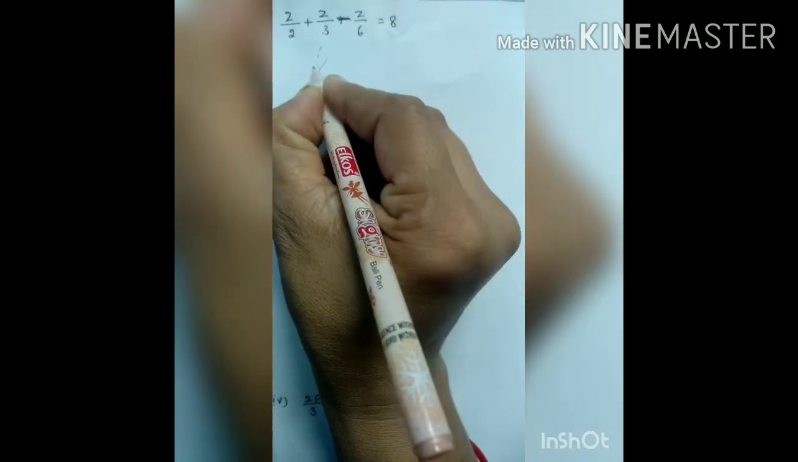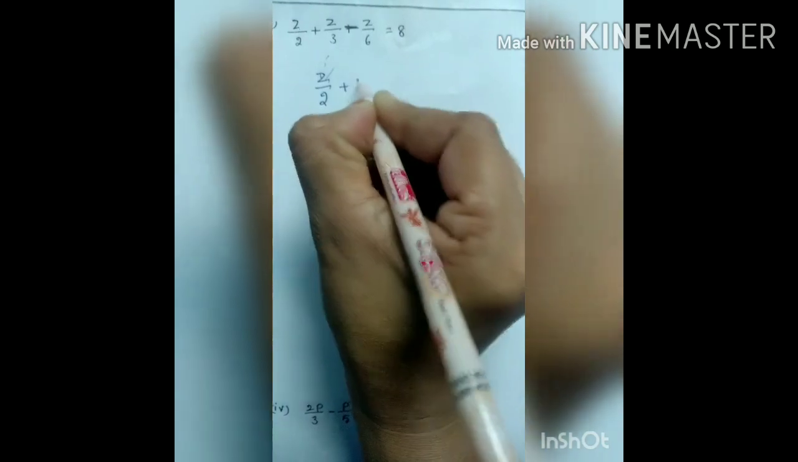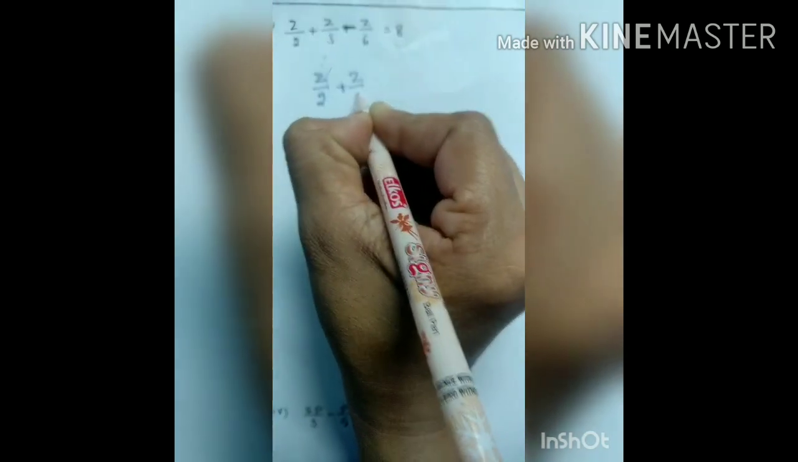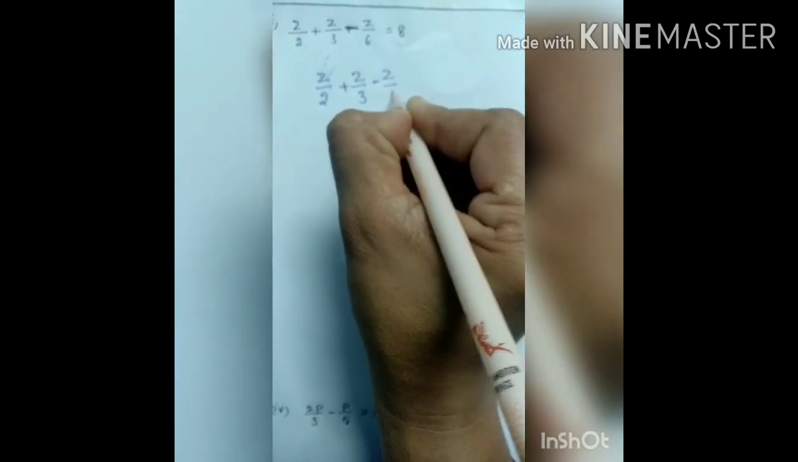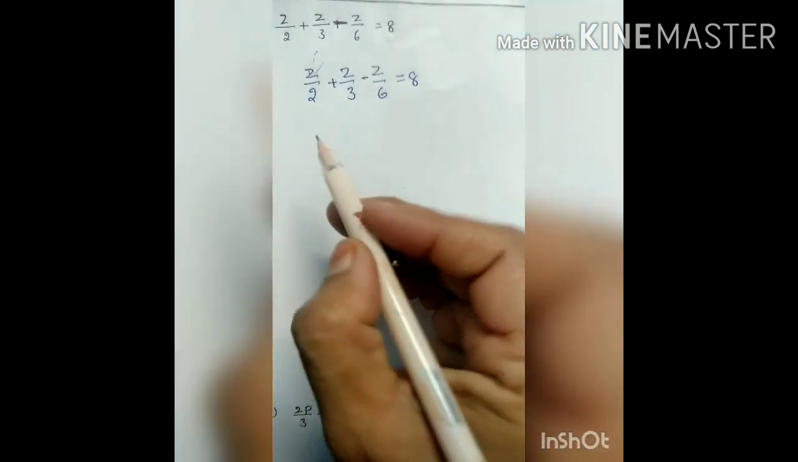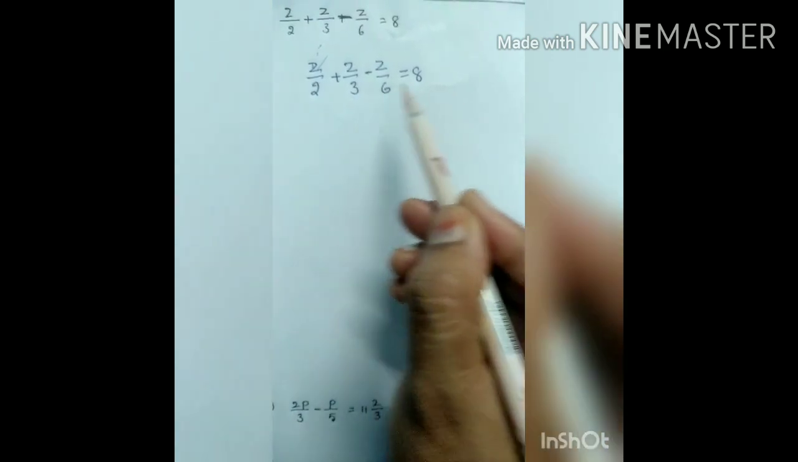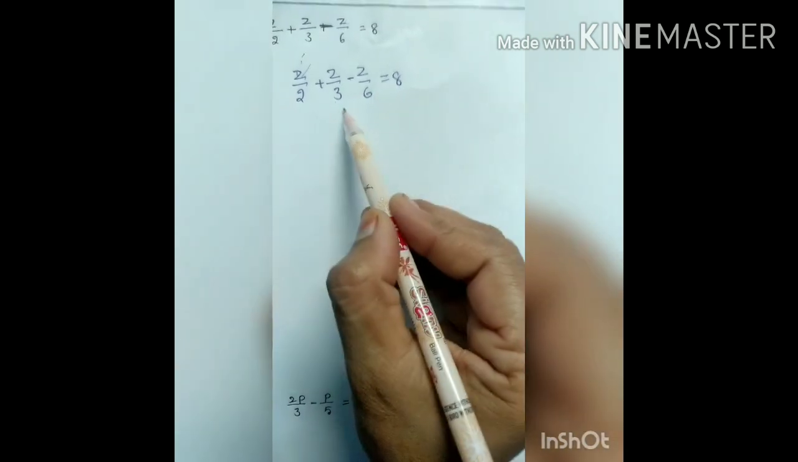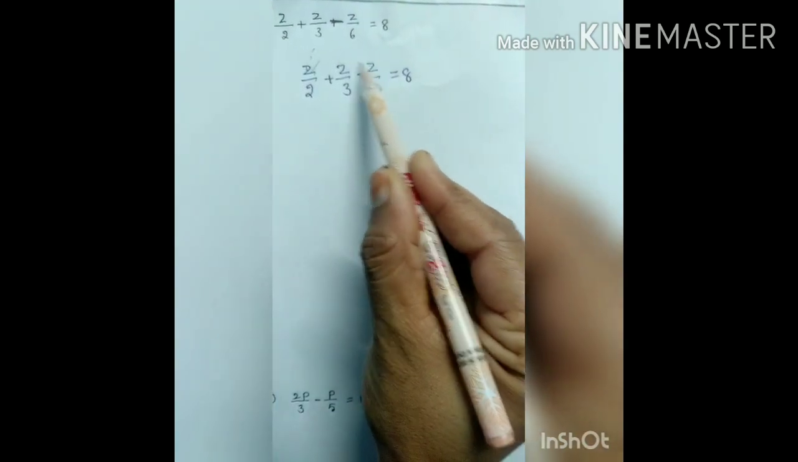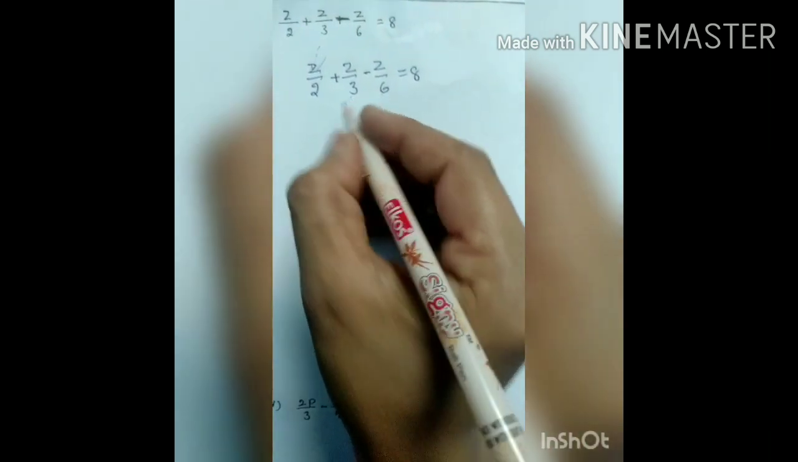Next, the third question: z by 2 plus z by 3 minus z by 6 equal to 8. On the left side there are 3 terms, and on the right side there is 1 term. There are 3 terms with one variable. So now let us take the LCM.